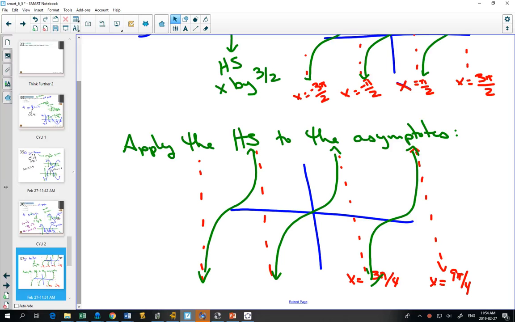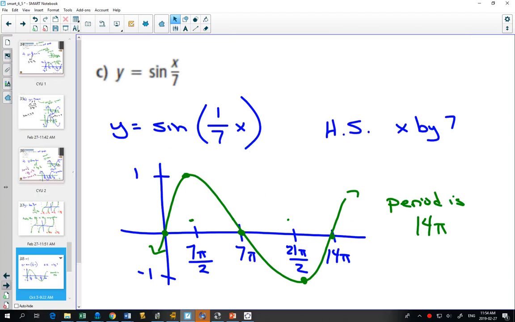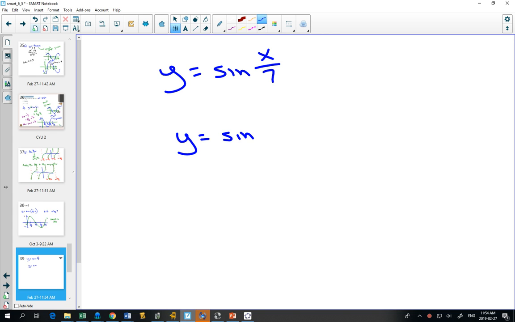Our last example is y equals sine of x/7. That can be written like this. X divided by 7 is the same as multiplying by 1/7. And with that 1/7, you can see that you're going to have a horizontal stretch by 7.